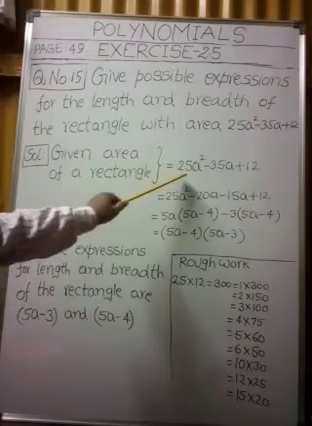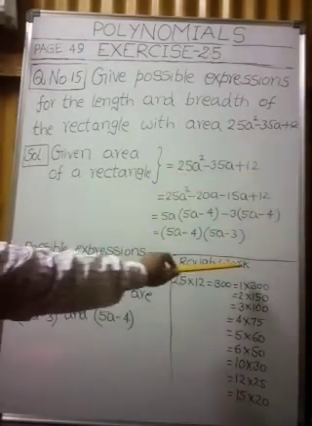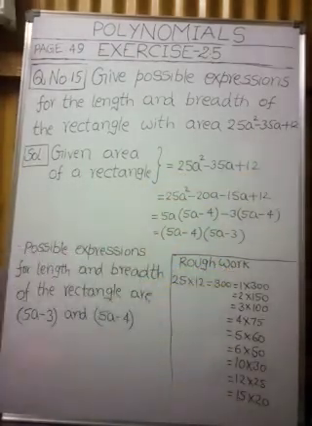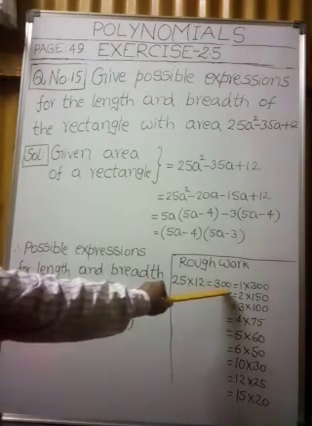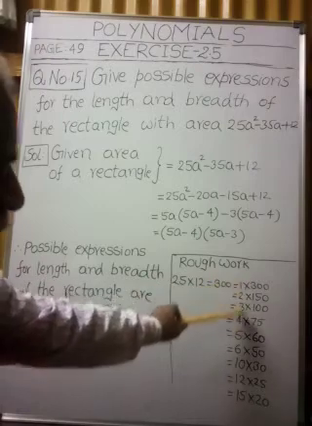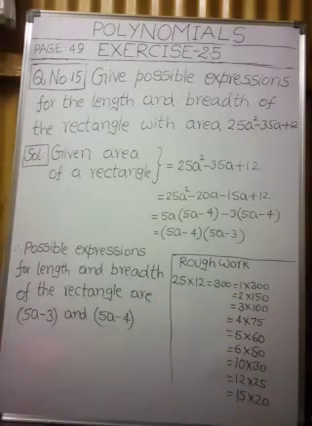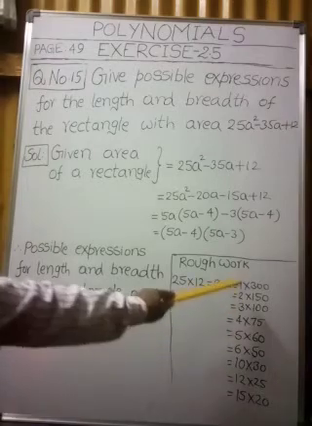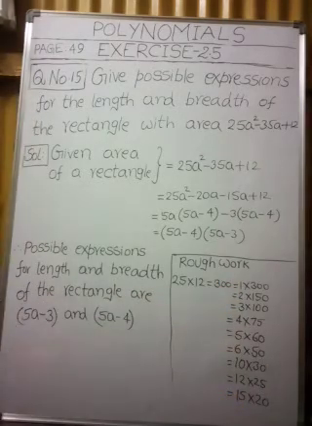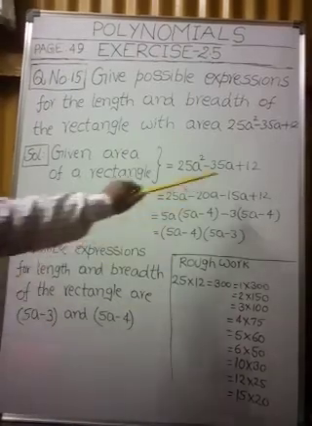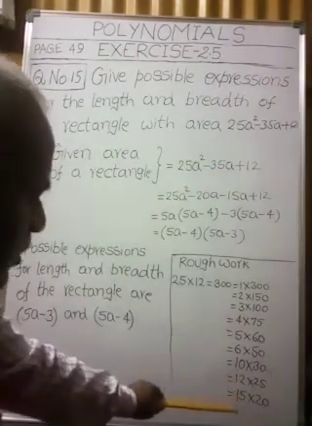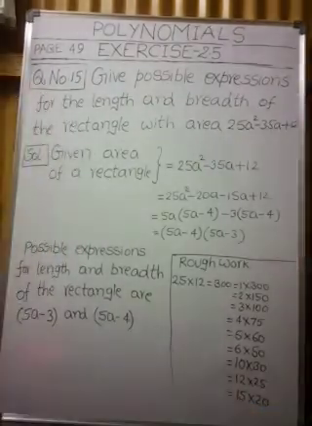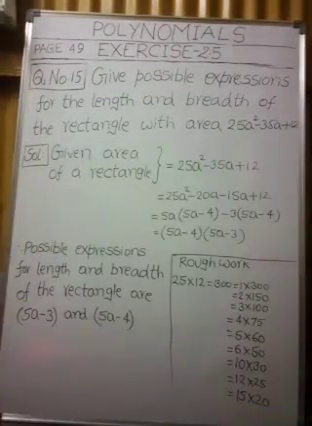So 25 into 12, in the rough work I am finding the product of these two numbers. 25 into 12, you get 300. For this number I wrote the product of two numbers in as many ways as possible. These are the possible ways. Out of these we have to get 35. Where will you get 35? Here 15, 20. We use these two factors.